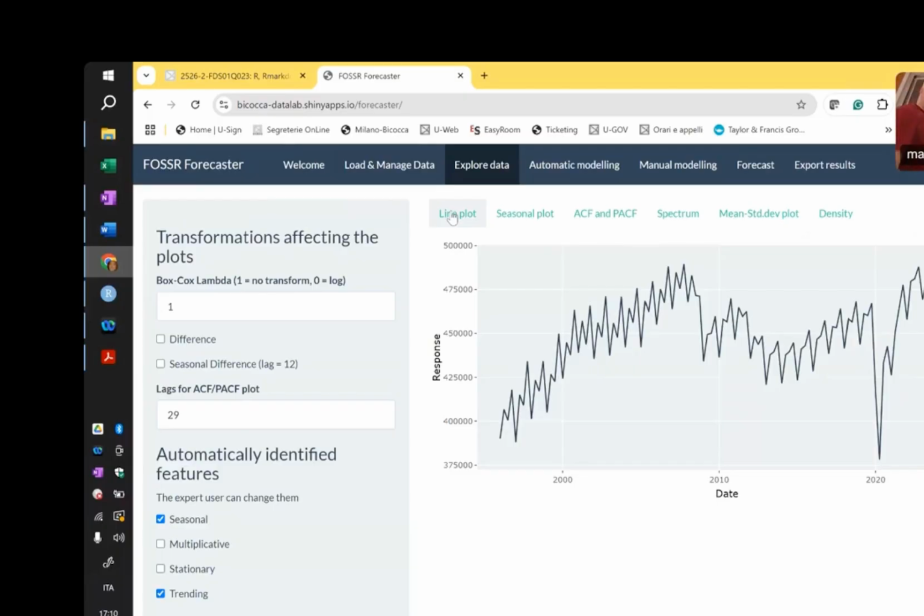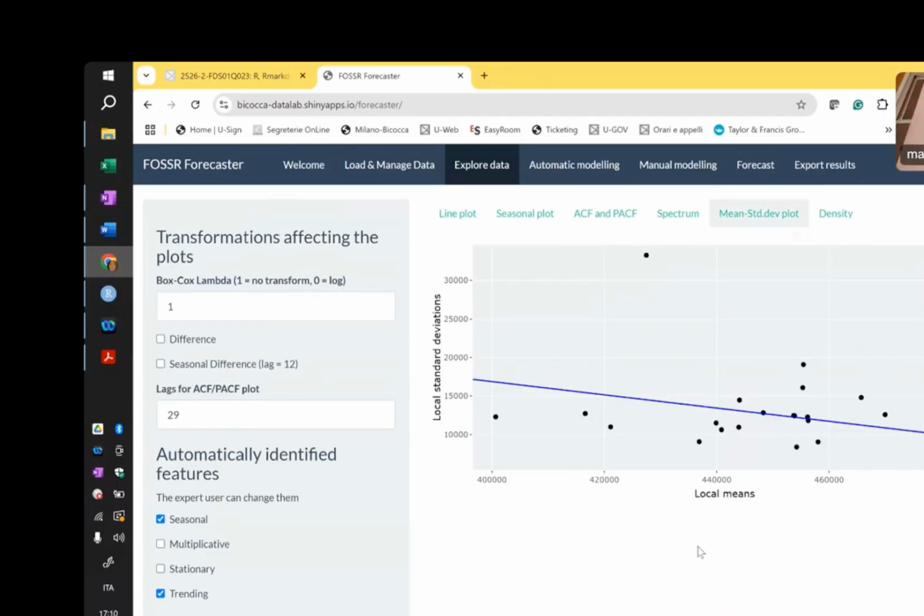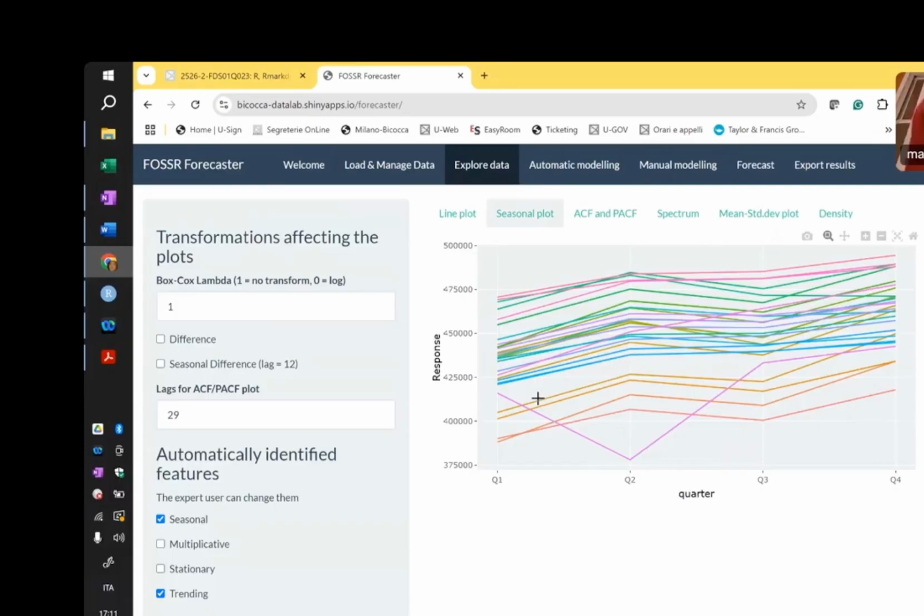So actually, the mean standard deviation plot is slightly decreasing, but I wouldn't bother too much with that. Probably we should take no transformation. Seasonal plots. Well, of course, it's a seasonal time series. Again, August is low here. Winter vacations are here. So it's not as strong a seasonal time series as a monthly one, but you clearly see the seasonal pattern. So a seasonal difference we have to take.